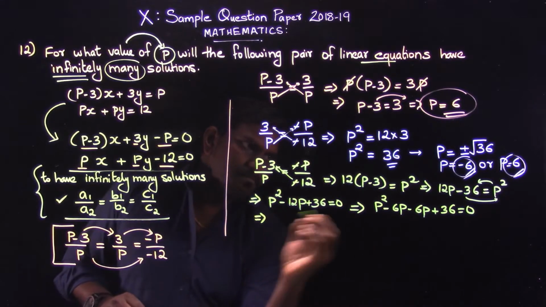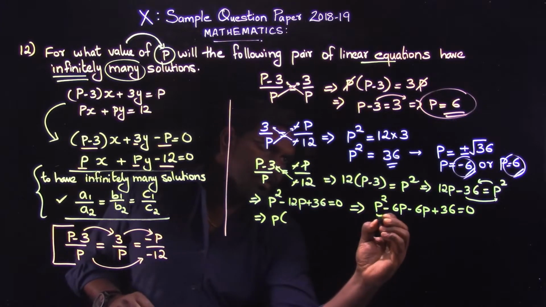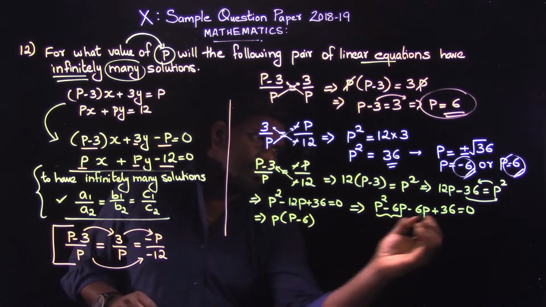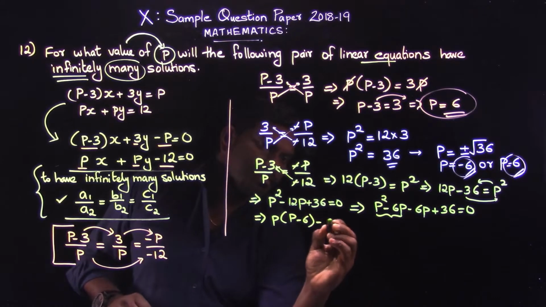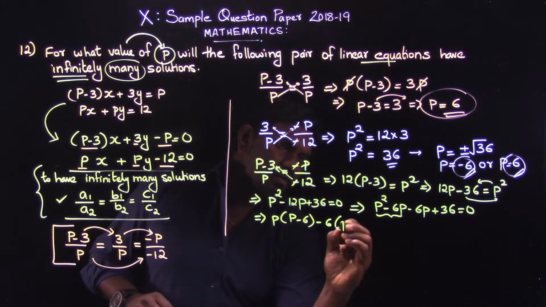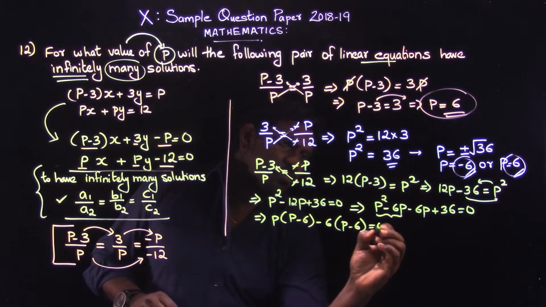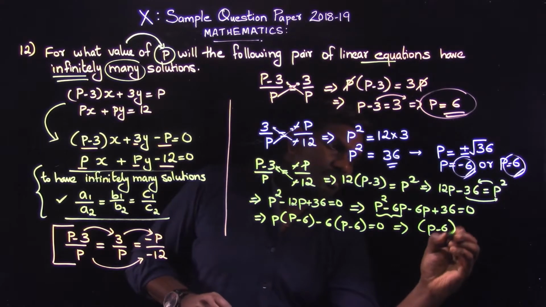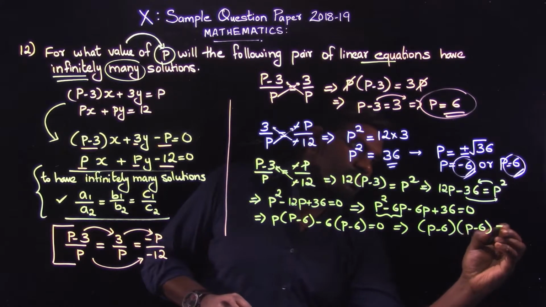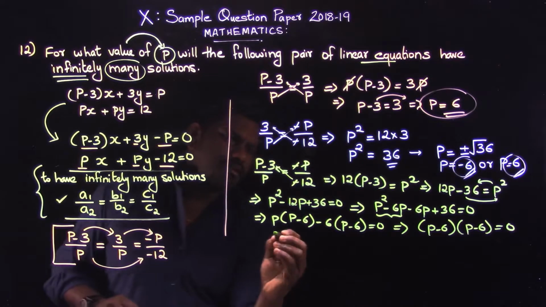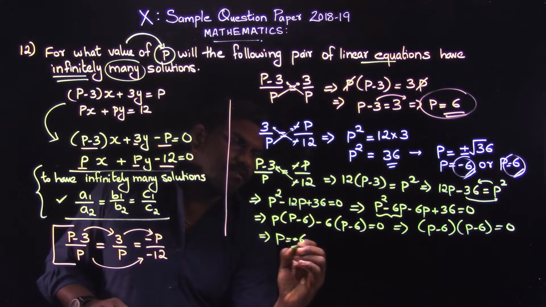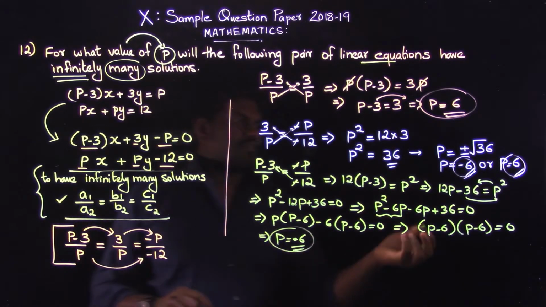That would give me, I'm taking a P outside, so P is common in these two, so I'm taking one P outside, so P minus 6. From these two, minus 6 I'm taking outside, I will get P minus 6 again is equal to 0. From these what I'm getting is that P minus 6 into P minus 6 is equal to 0, which implies P is equal to minus 6, no, plus 6, right? So I'm getting this from here.